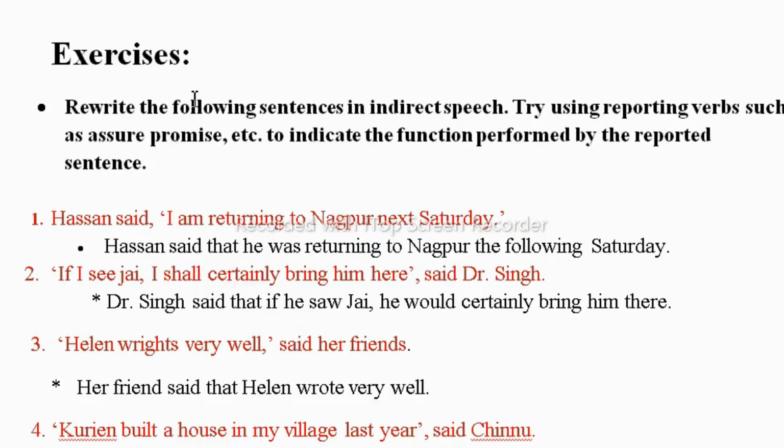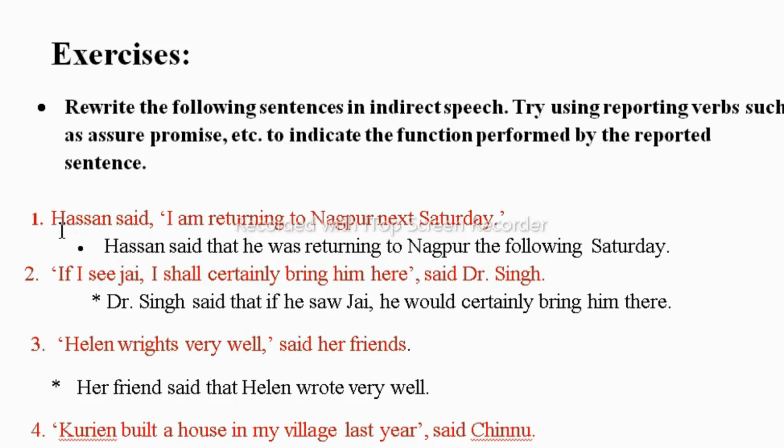Now let's see the textbook exercises which you have in your textbook. Here: rewrite the following sentences in indirect speech. Try using reporting verbs such as assure, promise, etc. to indicate the function performed by the reported sentences. So here let's start doing this.